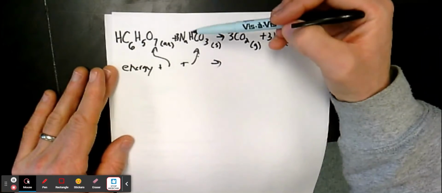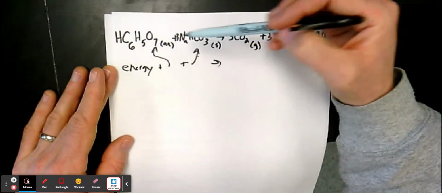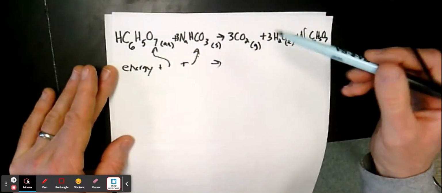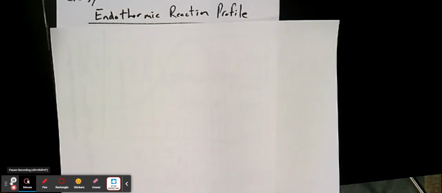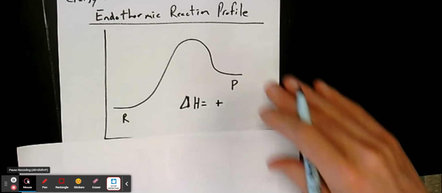Now, think of this, there are some elementary steps going on here because this is four molecules here. So we're not going to get into that. This is just the overall equation. All right. What's that energy profile going to look like? What's this reaction profile going to look like? It's going to look like this.